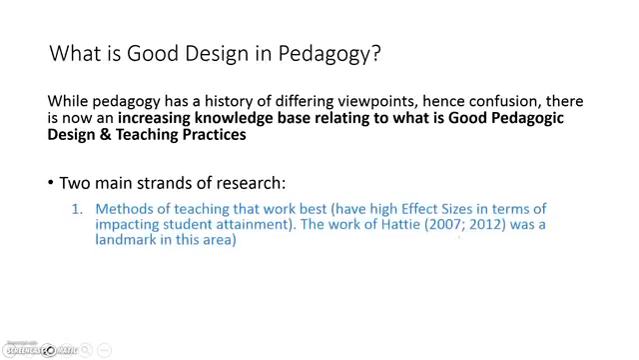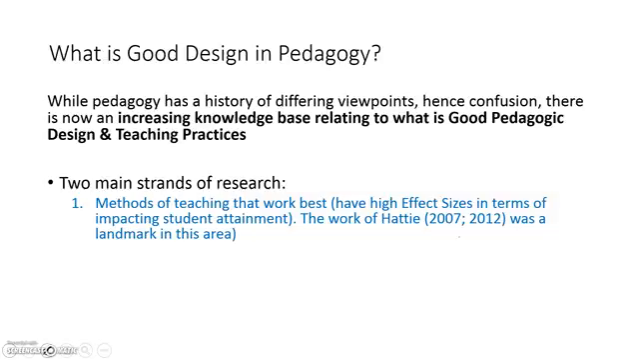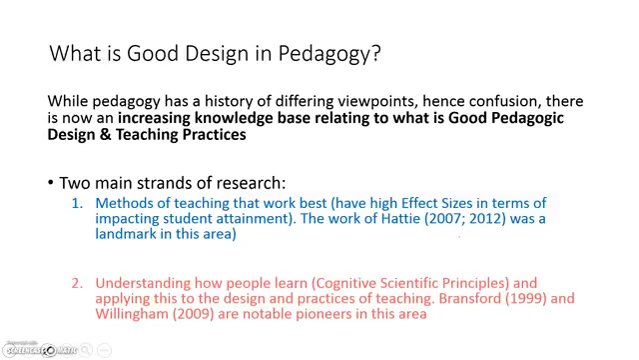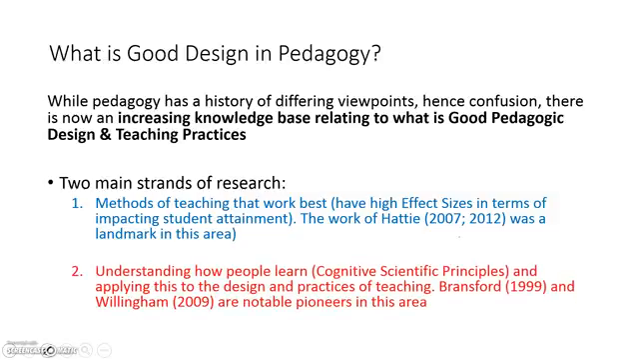There's been two main strands of research. One has been looking at what methods work best, and this has been massive work from John Hattie, in terms of what's called an effect size, and that is the impact it has on student attainment. Basic idea, the greater the effect size, the better the student attainment. Concurrently, we know more about the human brain now, in the last 15 years, than we did perhaps in the rest of human history.